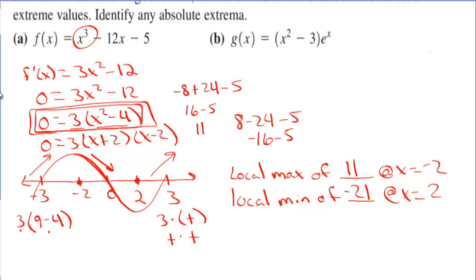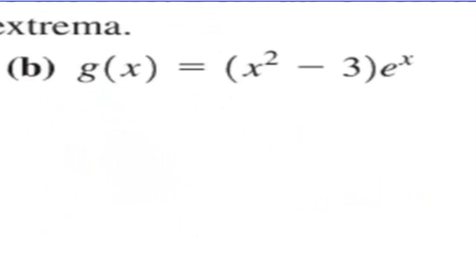Go ahead and pause if you didn't get all this written down. Go ahead and write it down. Looks like I used the space under B, so I am going to erase this. So now I can do letter B. Letter B, let's find g prime of x.